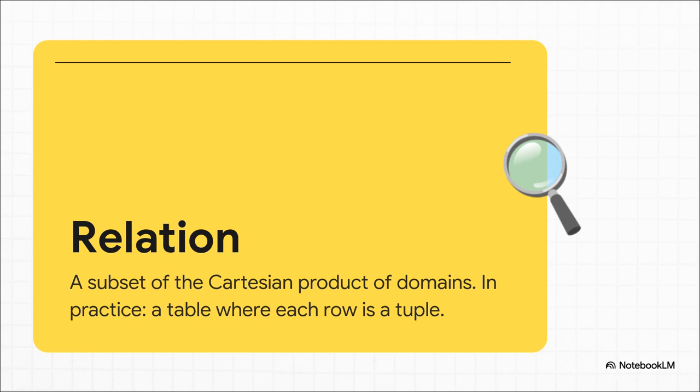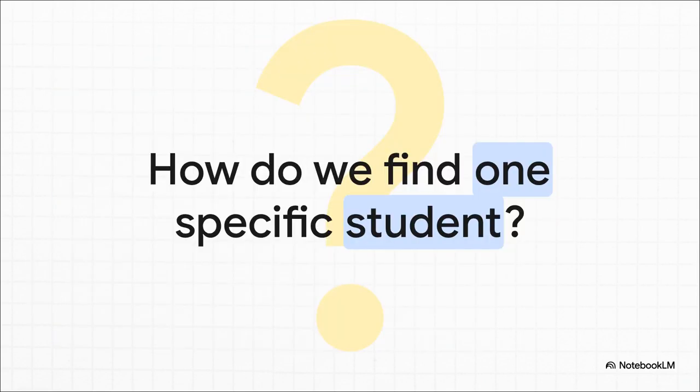It's a table. That's it. It's just a clean, simple table where each row is one of our tuples, an ordered list of values that represents a single real-world fact. That is all a database table truly is.